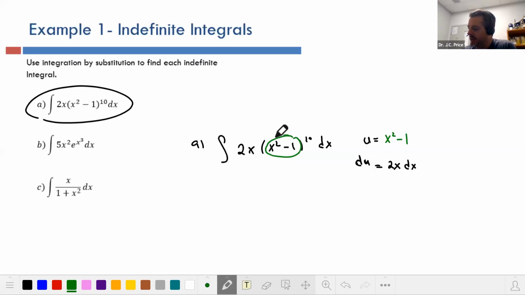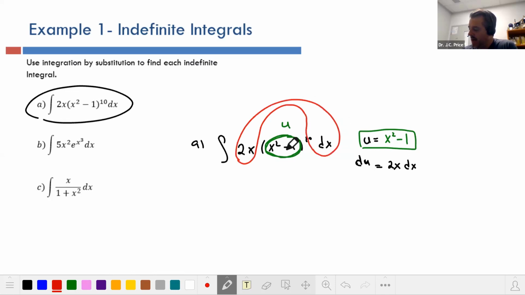Right here, I'm going to replace this with u, because that's what it's equal to. And then this 2x dx, I'm going to replace with what it's equal to, this du piece over there. So it's going to be equal to the integral of u to the 10th, and then that 2x dx becomes just du.